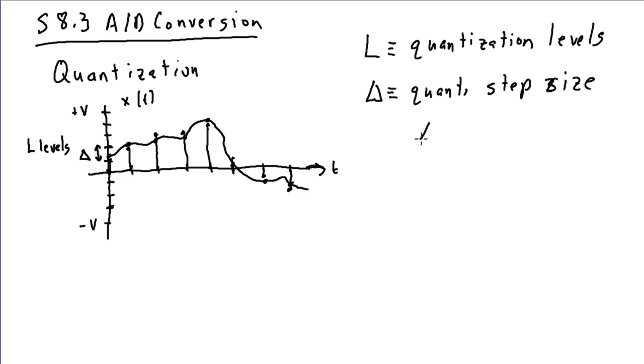And there is a relationship between delta and L and our maximum voltage. It's typically assumed that our voltage is symmetric between plus V and minus V. So the total range here is 2V, and then with L levels, the size of each step is just 2V over L. And then if the rounding is done correctly, you can see that the maximum error that occurs, and there is error that's present, the error is the difference between the quantized value and the actual value of x of t at that sample instant. But if the rounding is done correctly, the error here should never be more than half a step. So delta over 2 is the maximum quantization error.